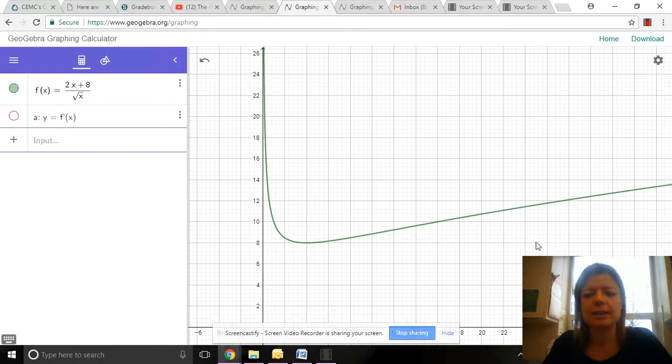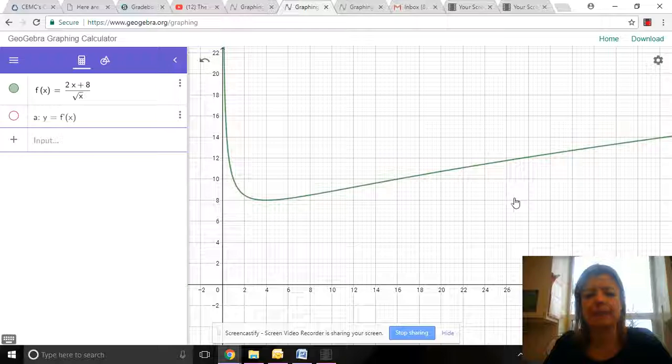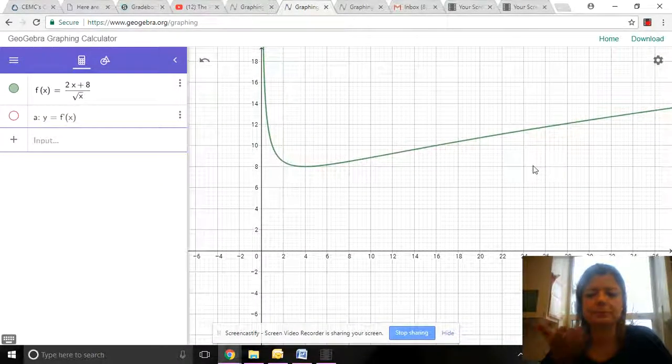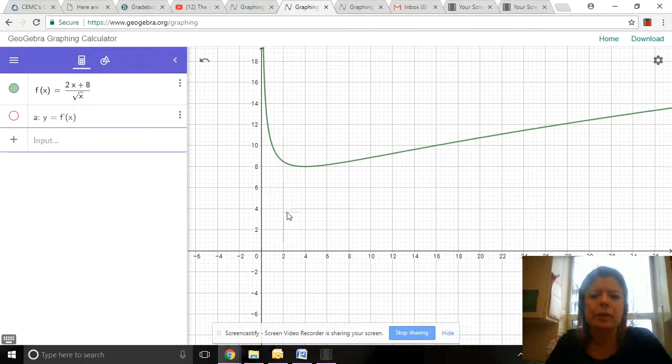And so the question is asking, where does this function have a tangent that is horizontal? So in other words, where is the derivative equal to 0? Where is the slope of the tangent 0? So you can see visually, like here would be negative, negative, negative, negative, negative, and then turning to positive. So it looks like 4 might be the right answer.